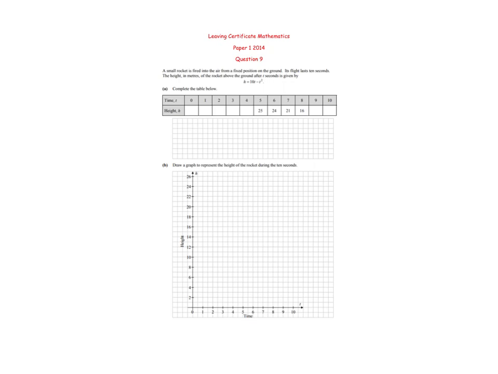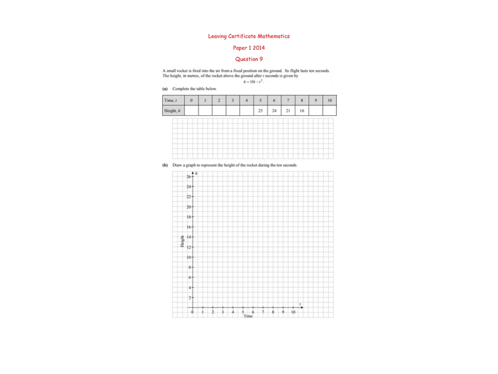This is the next video in the function set of videos. In particular, in this video we're looking at a past examination question, and the one we're focusing on is 2014 paper 1, question number 9. This question says, a small rocket is fired into the air from a fixed position on the ground. Its flight lasts 10 seconds.